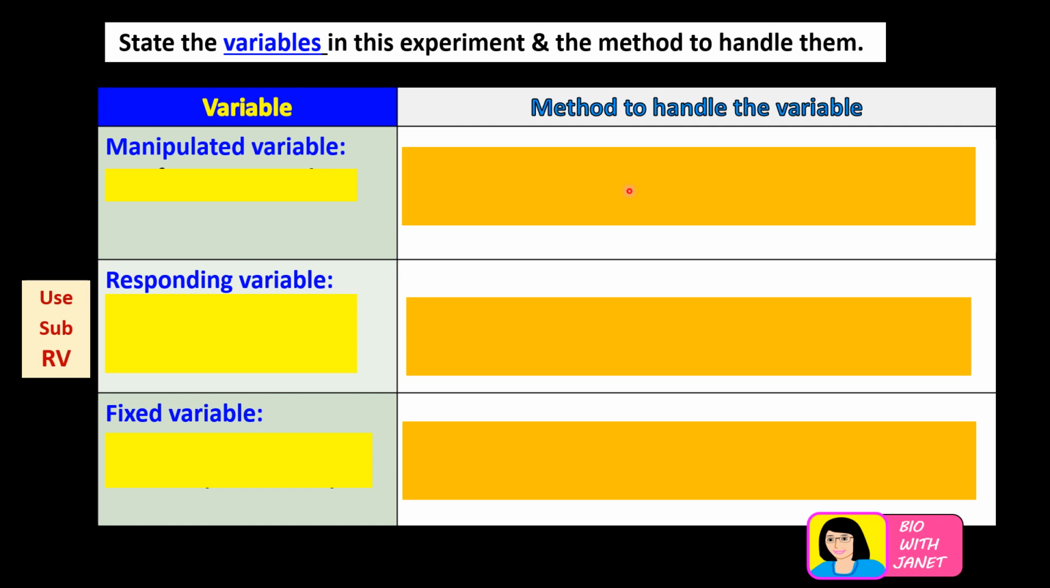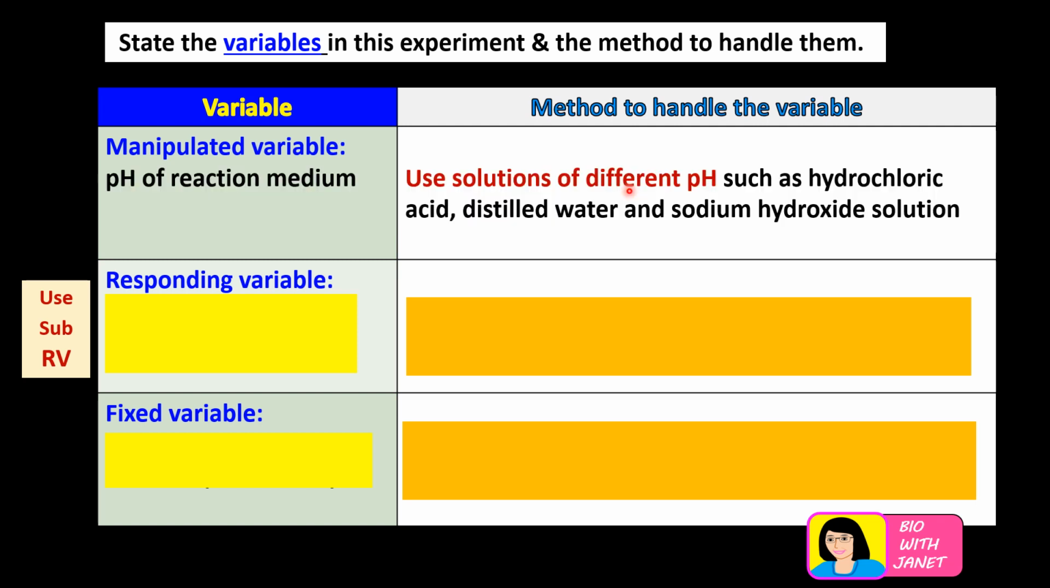Now, what is the manipulated variable here? As we know, it's the pH, right, of the reaction medium. Now, what's the method used to handle the variable? Think of the words use different something. So use solutions of different pH, such as hydrochloric acid, distilled water, and sodium hydroxide solution, okay, based on the experiment that you just did.